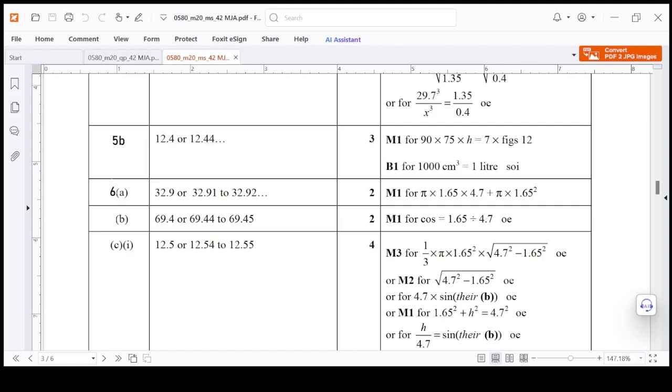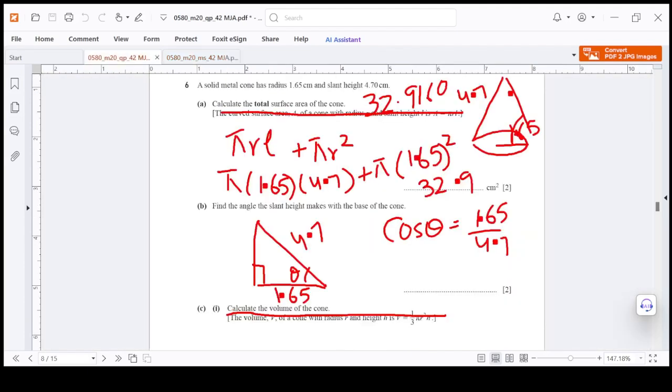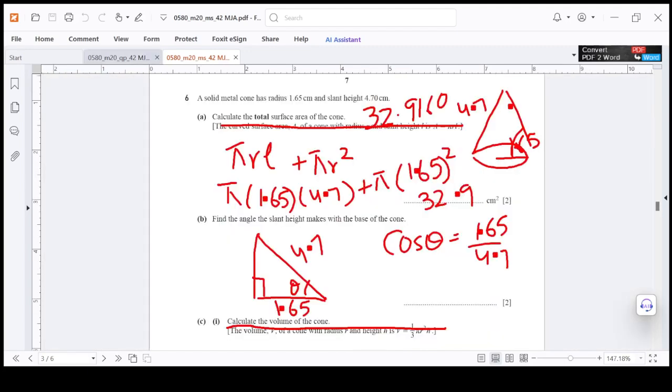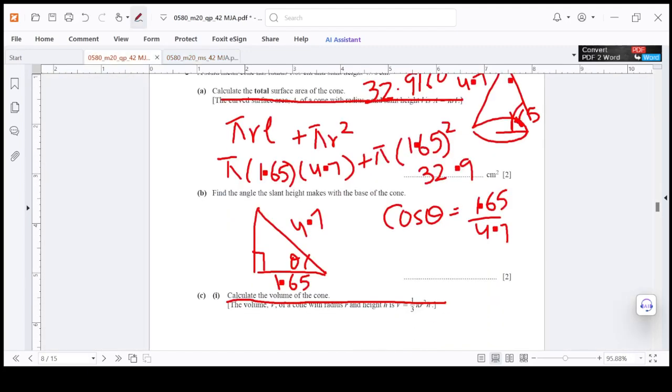That's not right either. What's happening? 1.65 divided by 4.7, yeah. So where am I blundering? Oh, my calculator is in radians. Sorry, guys. I teach A levels and add math as well, so most of the time my calculator is in radians. Calculator should be in degrees.